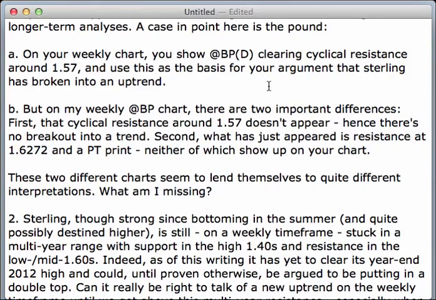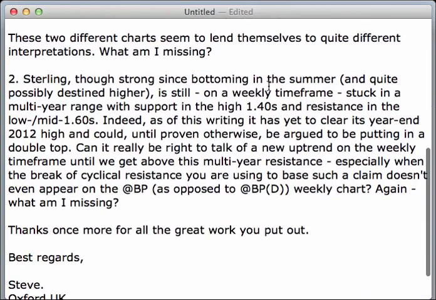Okay, now back to Steve's email. Part 2, talking about multi-year highs. So sterling, though strong since bottoming in the summer and quite possibly destined higher, is still on a weekly time frame stuck in a multi-year range. Support in the high 140s, resistance in the low to mid 160s. Indeed, as of this writing, it is yet to clear its year-end 2012 high and could, until proven otherwise, be argued to be putting in a double top.